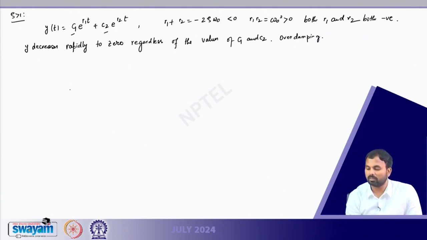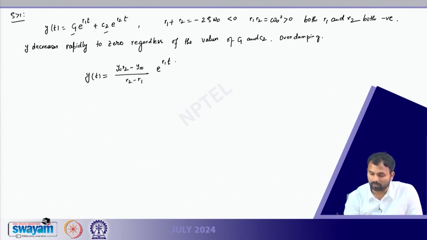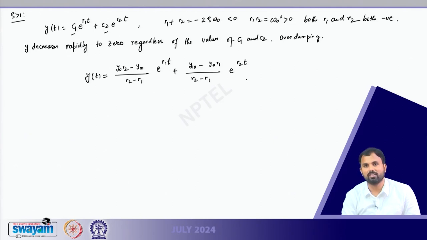Now, we can determine the constants c1 and c2 using the initial conditions, that is y at 0 equals y0 and y dash at 0 equals y1 0. If you use the initial conditions and determine the constants, I am going to write down the final solution. So y(t) should be (y0 r2 minus y1 0) divided by (r2 minus r1) into e to the power r1 t plus (y1 0 minus y0 r1) divided by (r2 minus r1) e to the power r2 t. Hopefully it is correct. If not, this is just a mathematical calculation, so you can fix it yourself. Let us call it equation number 1 for today, right.